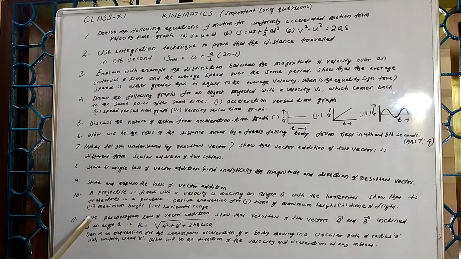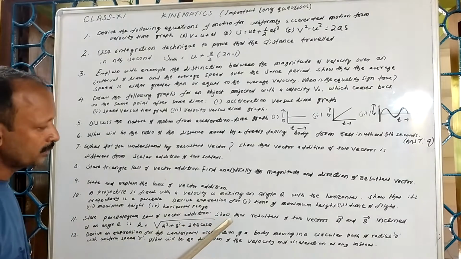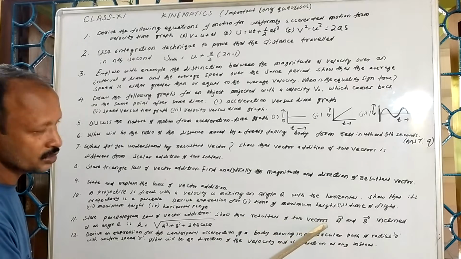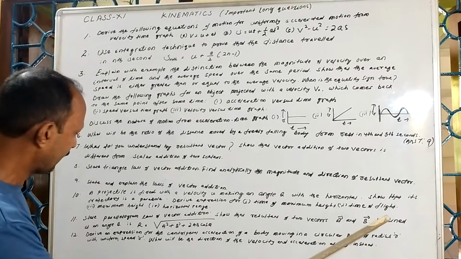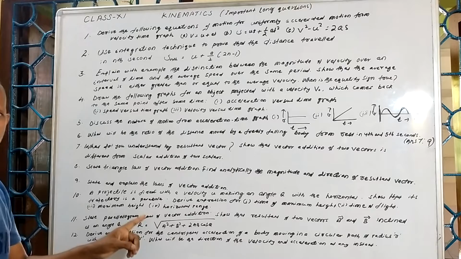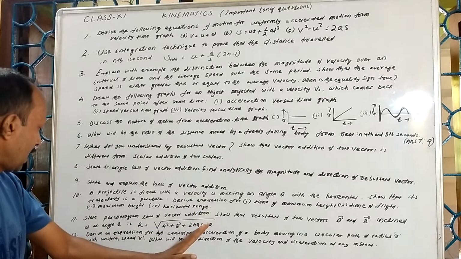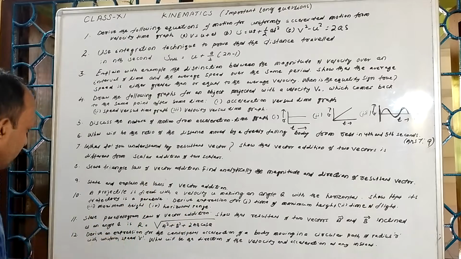11th one. State parallelogram law of vector addition so that the resultant of two vectors A and B inclined at an angle theta is R equal to square root of A square plus B square plus 2AB cos theta. This is also a very important question.